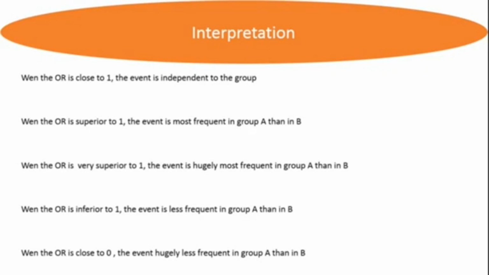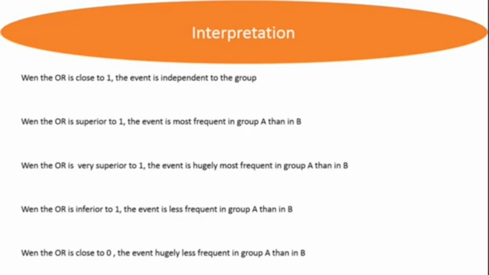But if you have a contrary odds ratio that is superior to 1, we can say that the event is more frequent in group A than in group B. That means that belonging to group A is at risk. When one tends to belong to group A, it increases your probability of having a disease, if we stay in an epidemiology situation. And the other situation is when we have an odds ratio that is much higher than 1. That means that the event is hugely more frequent in group A than in group B.